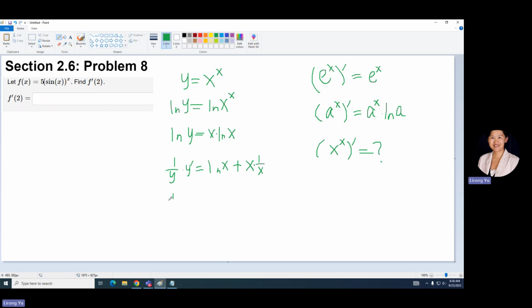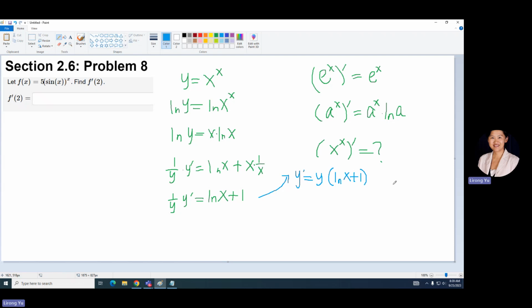Essentially we have 1 over y times y prime equals ln of x plus 1. X times 1 over x is x over x, which equals 1. All right, now we're almost done because our ultimate goal is to find y prime. All we have to do is multiply both sides of the equation by y. So we will have y prime equals y times ln of x plus 1.